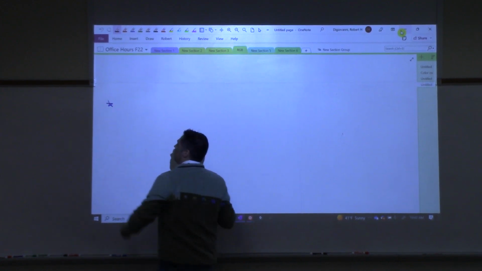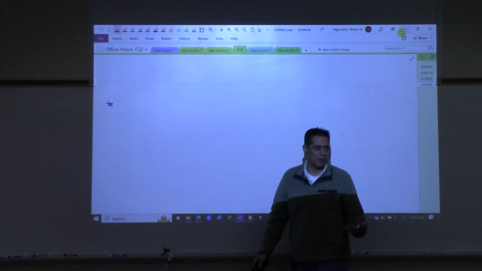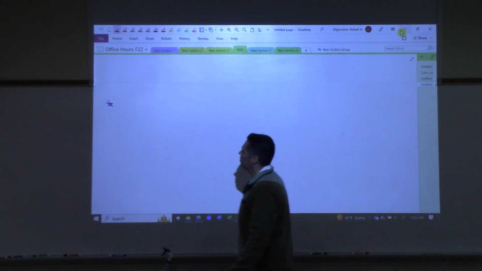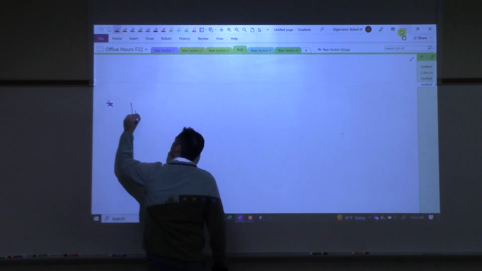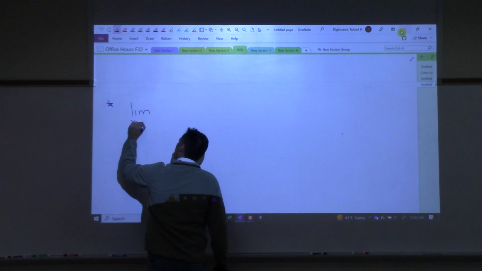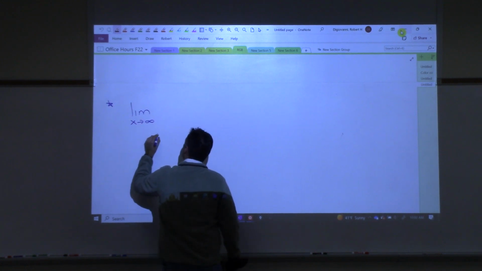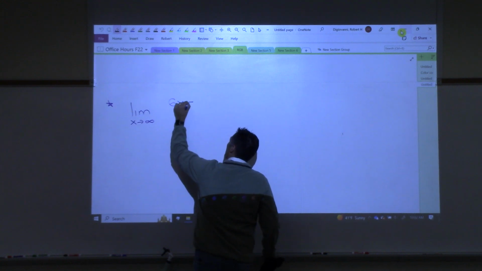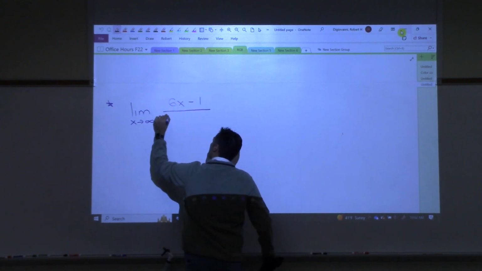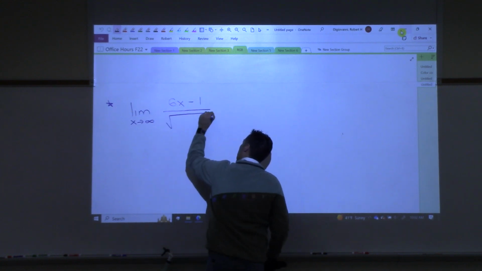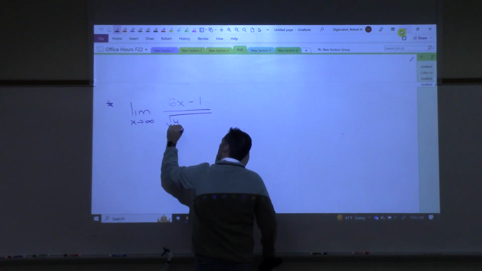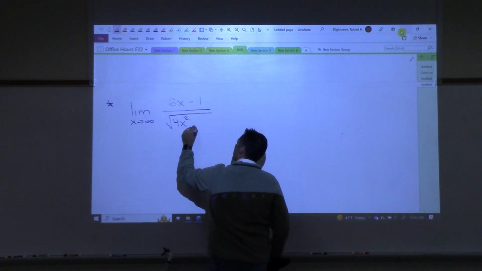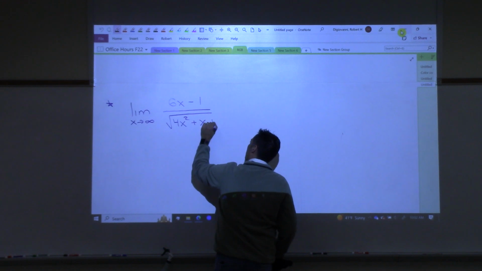Put a star here, because most of the time, this is the type of problem that would appear on a test. Limit as x goes to infinity of (6x minus 1) over the square root of (4x squared plus x plus 1).